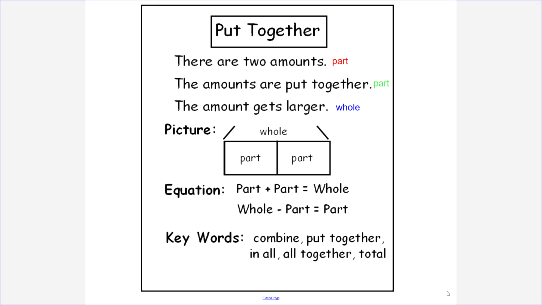Sometimes to solve a put-together problem, you subtract. If a part is missing, you subtract, because whole minus part equals part. Put-together problems are different than get-more problems because put-together problems have no action. Instead, the two amounts are put together or combined. Some key words you might see that let you know a problem is a put-together problem would be the words combine, put together, in all, together, and total.